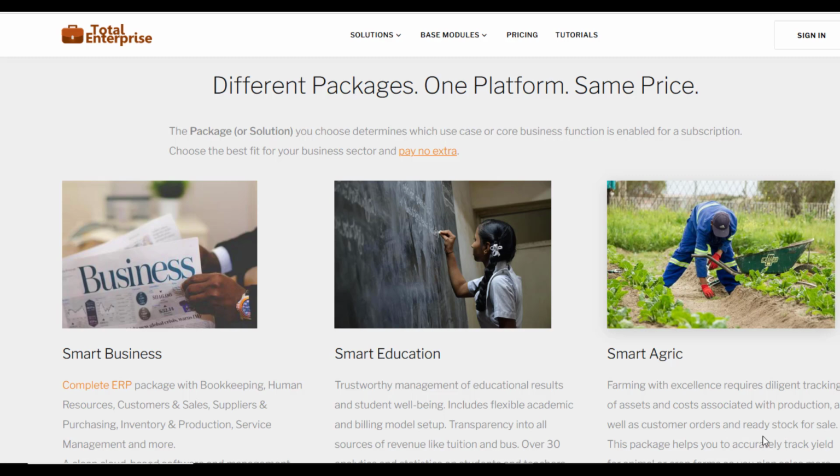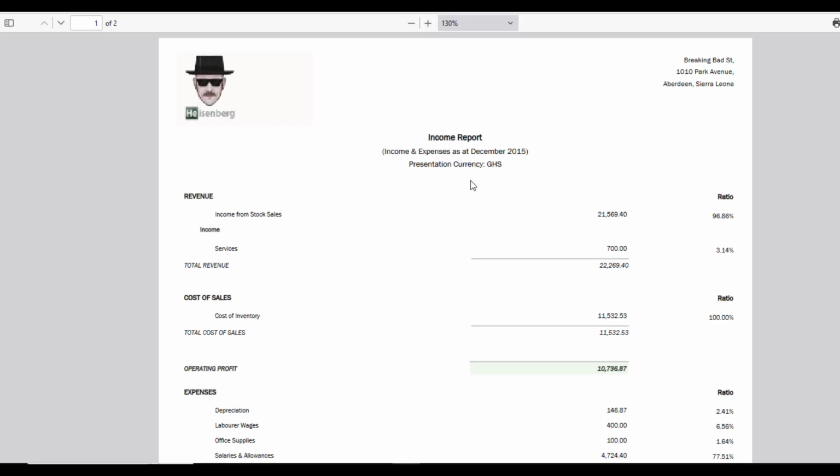This is a walkthrough where I speak on the importance of setting up your product catalog in TotalEnterprise. Why you should do it. Now, if you want to be able to see your income statement, something like this has been generated from TotalEnterprise.